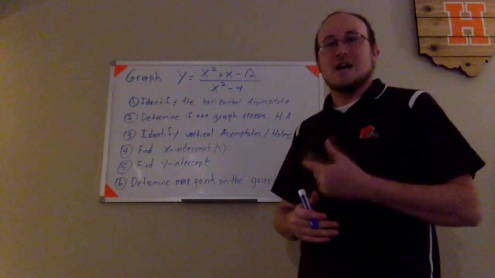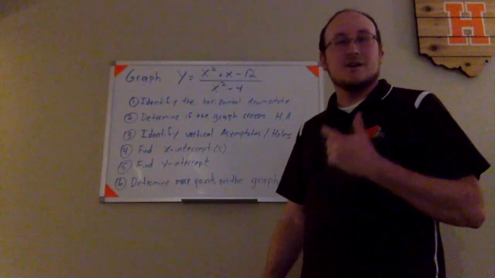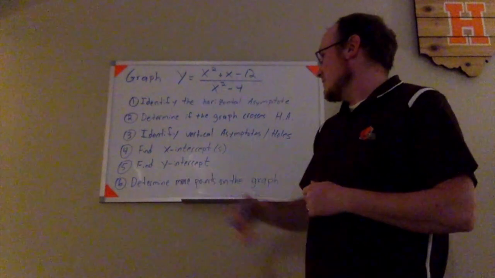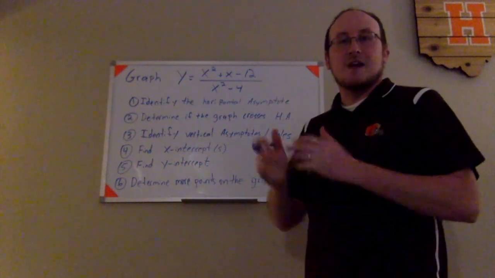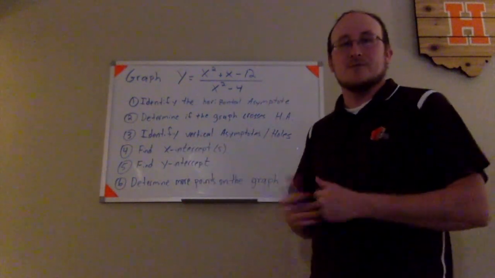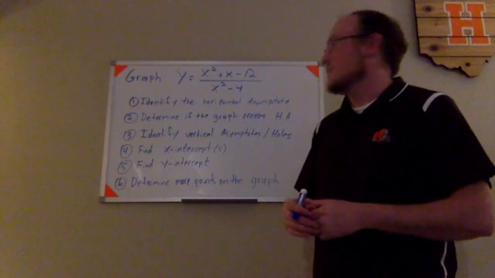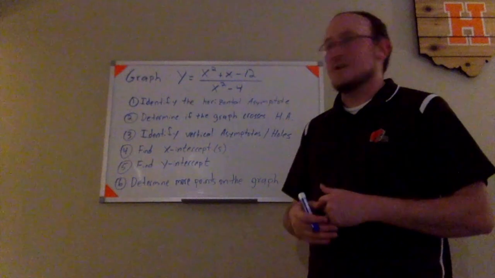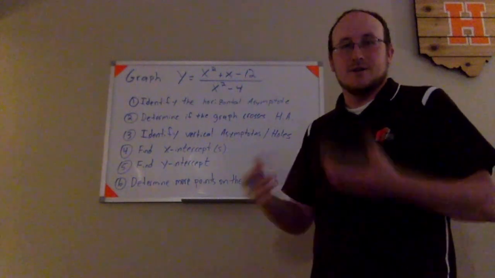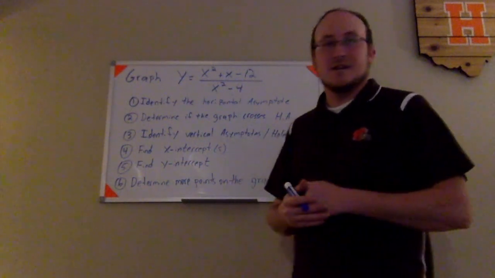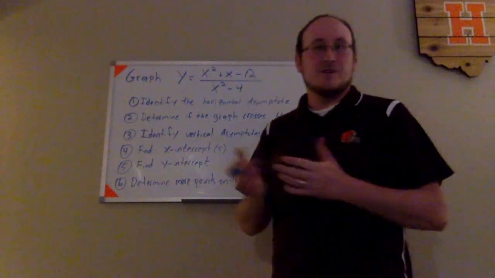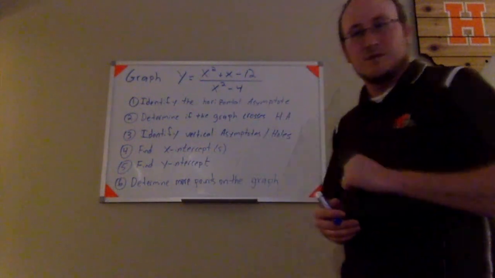Then we will find the x-intercepts, followed by finding the y-intercept, and then we will just determine a few more points on our graph in our interval so we can get a better idea for what this thing is going to look like. And then finally, we'll actually go to the graph and we'll put all of those things on there, starting with the asymptotes and then the intercepts and then our additional points. So let's take a look at that now, and let's start off by trying to figure out what our horizontal asymptote would be for this function.